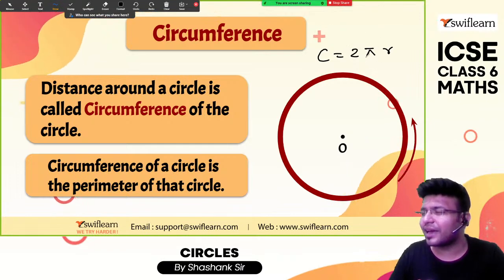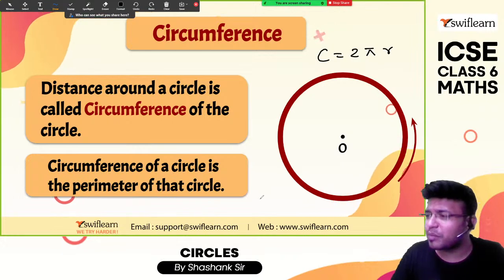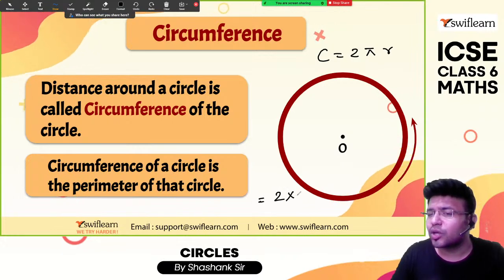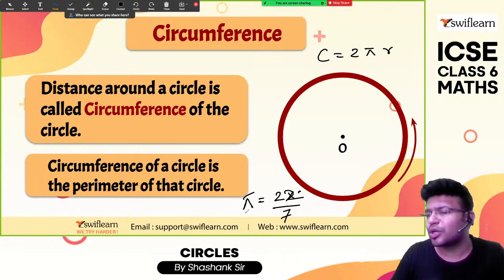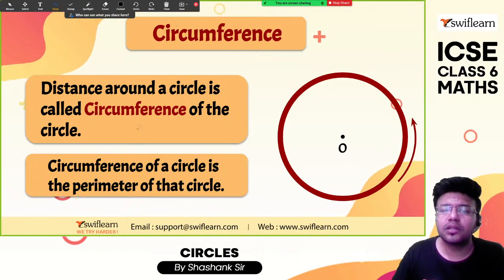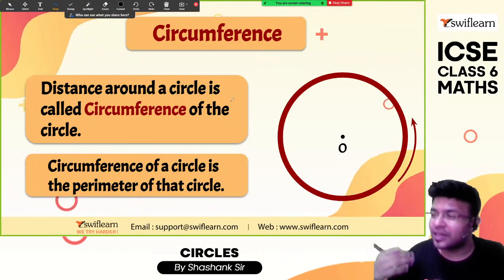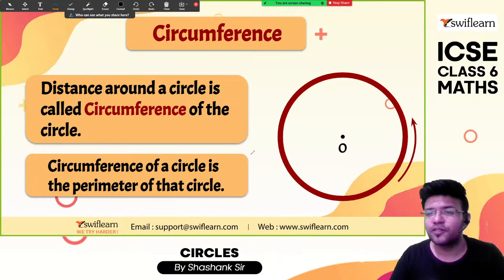Sir, what is this pi, sir? Okay, pi is a constant. Its approximate value is 22 by 7. The value of pi is 22 by 7. Now, about pi and all, we will learn more about it. Don't worry. So the distance around the circle is called circumference. This is over.